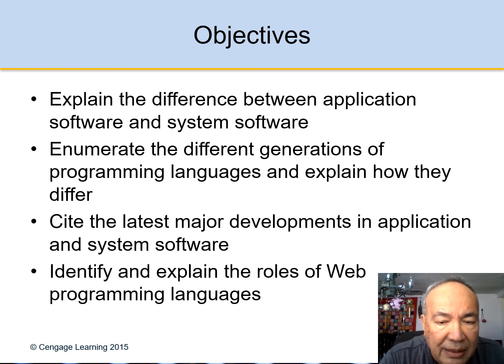Enumerate the different generations of programming languages and explain how they differ. Cite the latest major developments in application and system software, and identify and explain the roles of web programming languages. This is what we will be talking about today, and it's a little bit interesting.